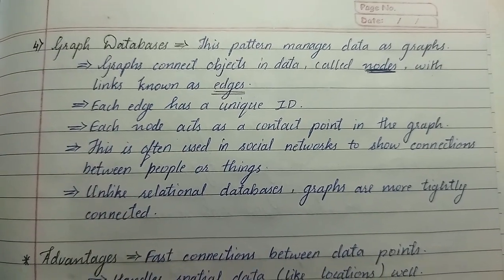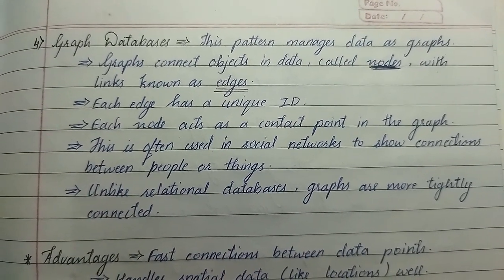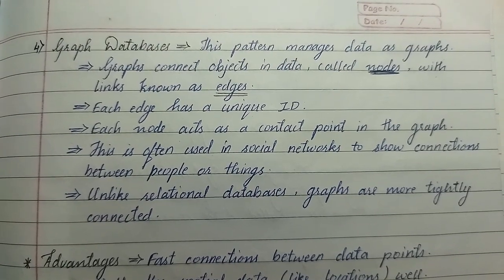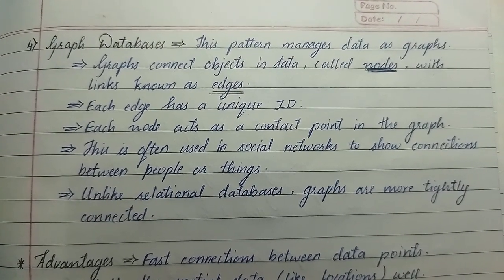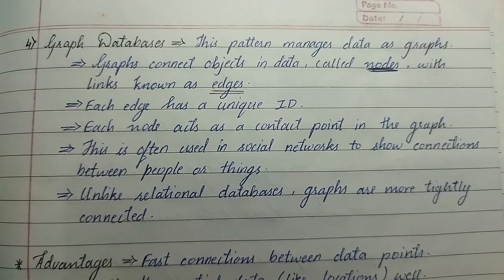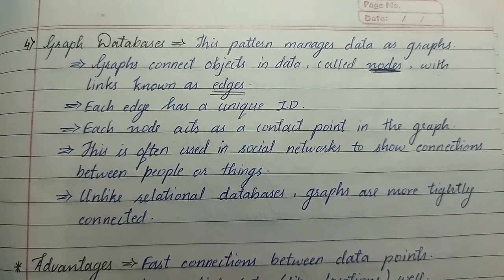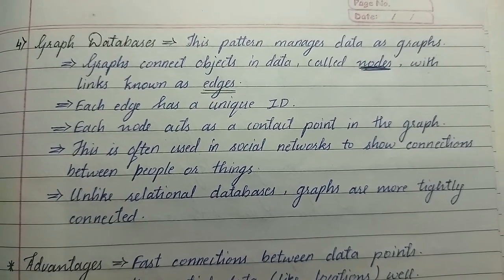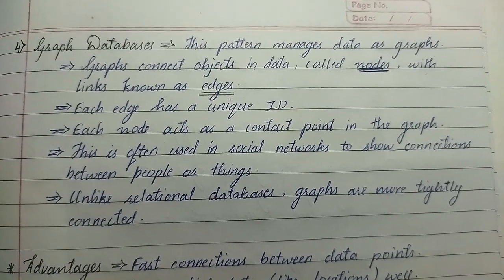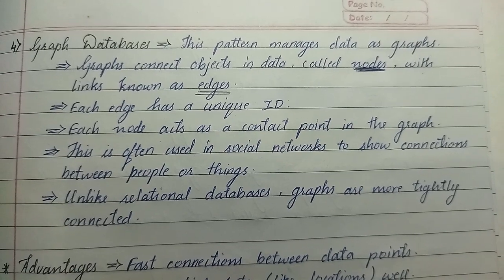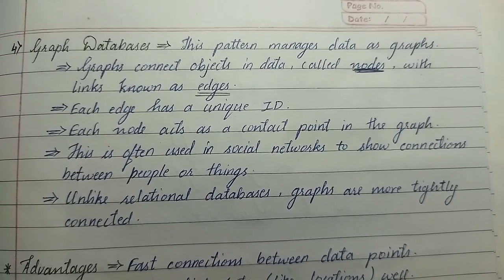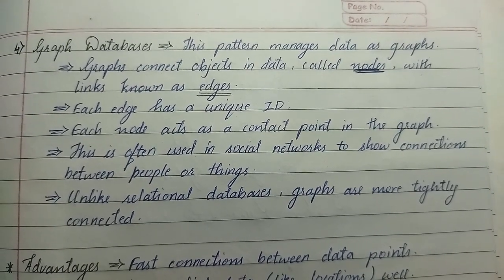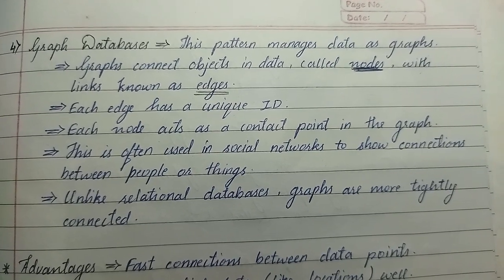And the last one is graph databases. This pattern manages data as graphs. Graphs connect objects in data called nodes with links known as edges, and each edge has a unique ID, and each node acts as a contact point in the graph. And this is often used in social networks to show connections between people or things. Unlike relational databases, graphs are more tightly connected.